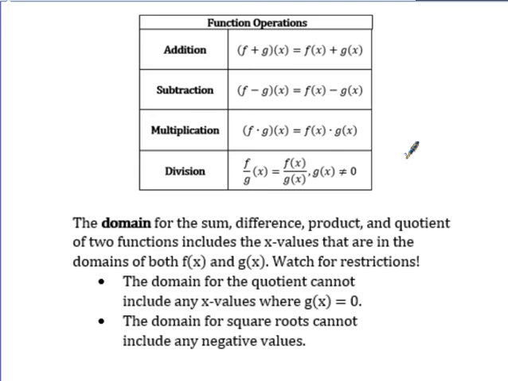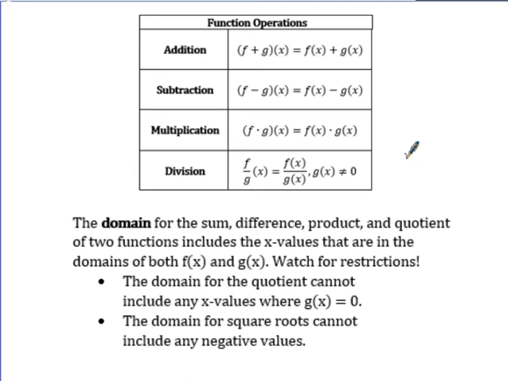Most of the time, in most of the functions that we look at, the domain is all real numbers. Remember, domain is x values, and the graph goes to the left forever and goes to the right forever for most of them, but not all of them. So the two most common things we're going to look for are things that might cause what we call restrictions in the domain, meaning numbers that we can't put in for x.